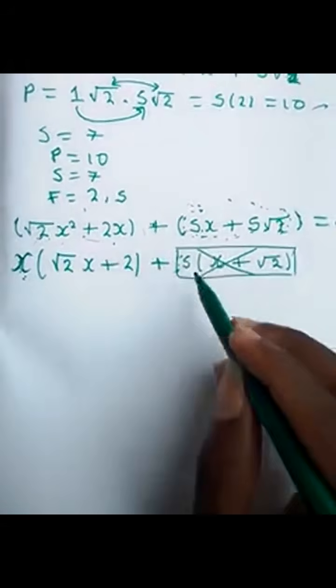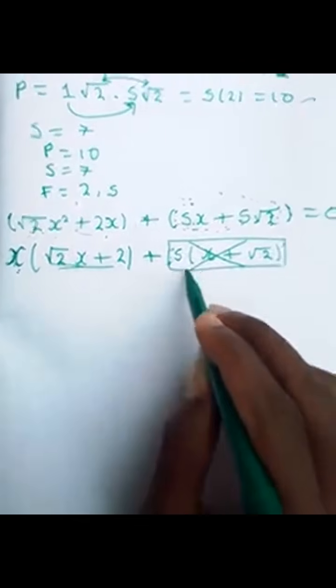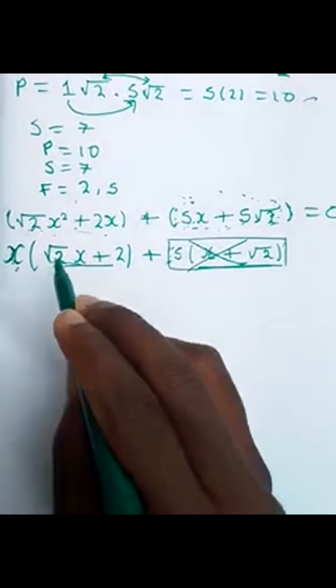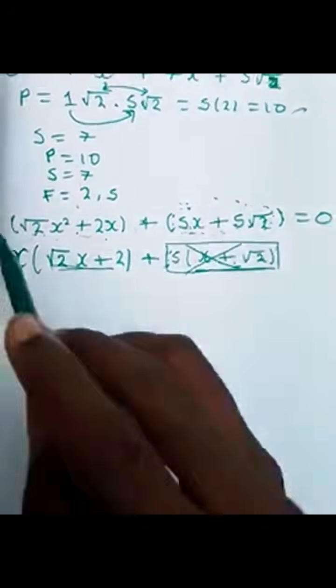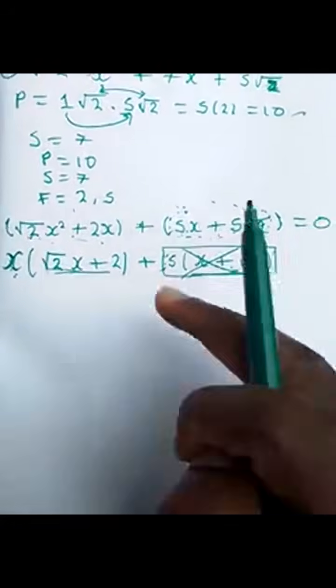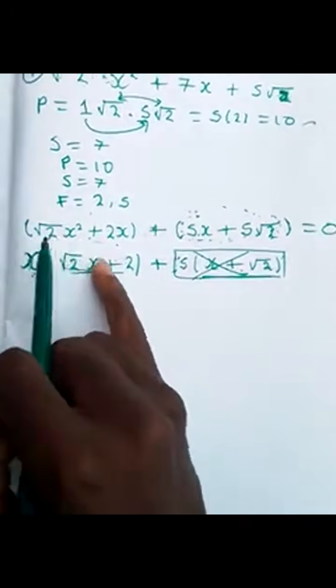Look, the reason why I said this is wrong is because whenever we do this, what is here and what is here should be the same. Now if you try to compare, here we're having square root of 2x plus 2, but here we're having x plus square root of 2, which is wrong. Whenever you're using factorization method, this is wrong. If you ever end up with this, they need to be similar. They have to be the same.